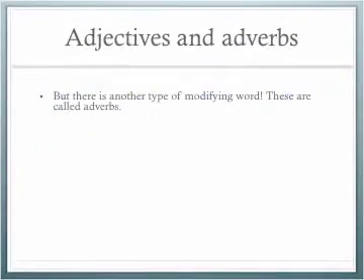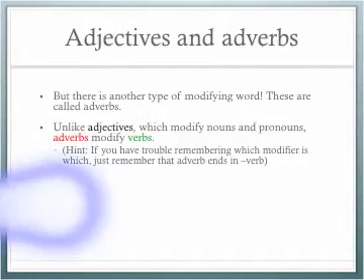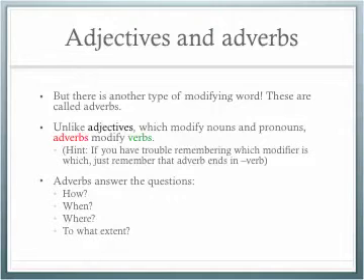Well, there is another type of modifier. It's similar to an adjective, but these are called adverbs. And unlike adjectives, which modify nouns and pronouns, as we said, adverbs modify verbs. And I've given you a hint on the screen here. Adverb contains the word verb. So if you ever get mixed up between adjectives and adverbs, just remember adverb, verb. Adverbs, like adjectives, answer the questions how, when, where, and to what extent.